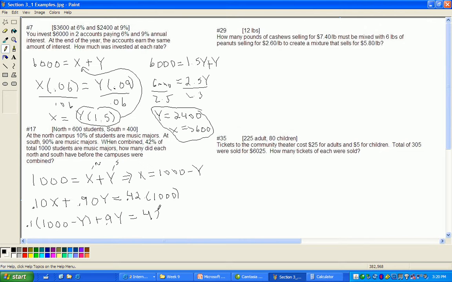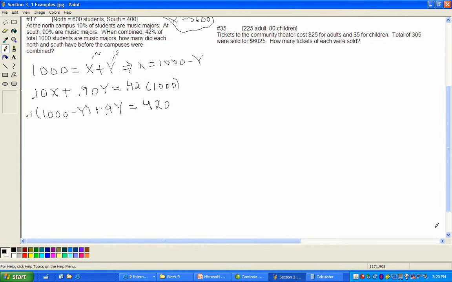Now we can distribute this out. That goes 1, 2, 3, that's 100 minus 0.1 Y plus 0.9 Y is equal to 420. Go ahead and subtract 100 from both sides. On this side we're going to end up with 0.8 Y is equal to 320.